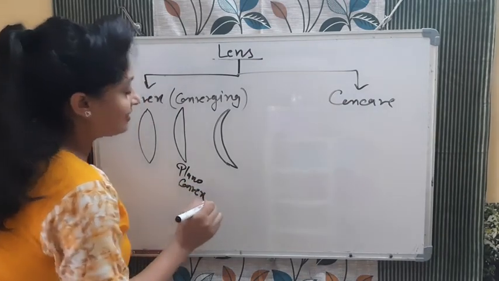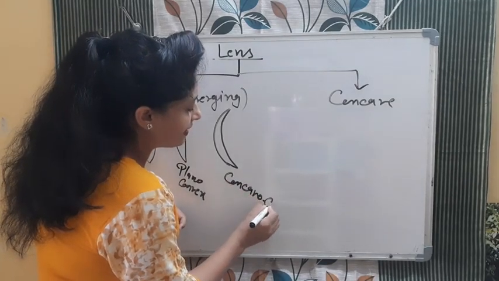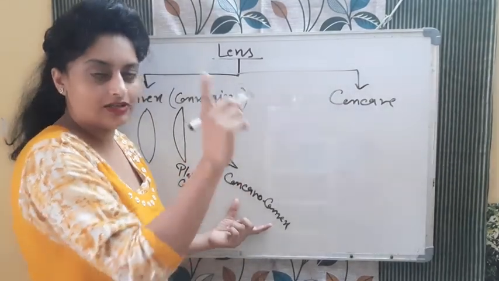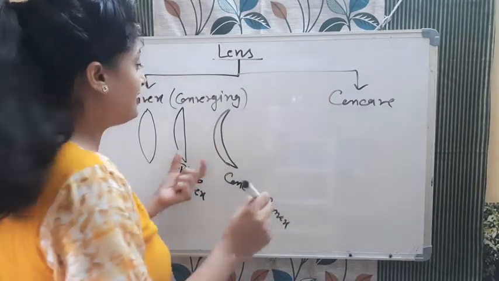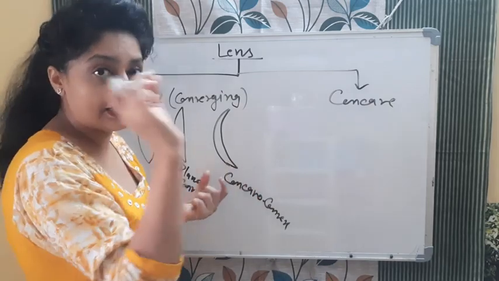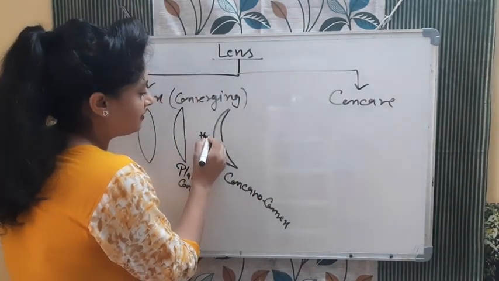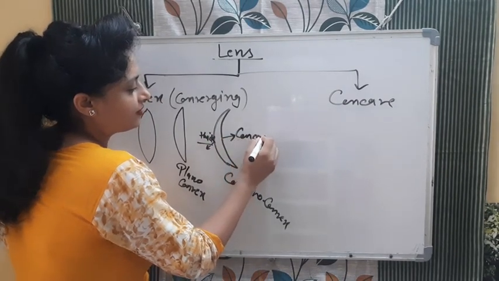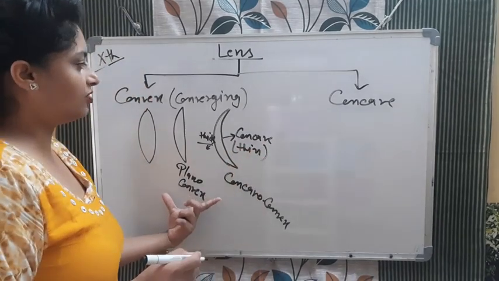Plano-convex lens. And this is known as the concavo-convex lens. So what do you mean by concavo-convex? That one side is concave and the second side is convex. And how will you know that? If it is the thinner side, the thinner side is concave and the thicker side is convex. So if it is thick, this part is convex, and this part is thin, so it is concave. So these are three different convex lenses.